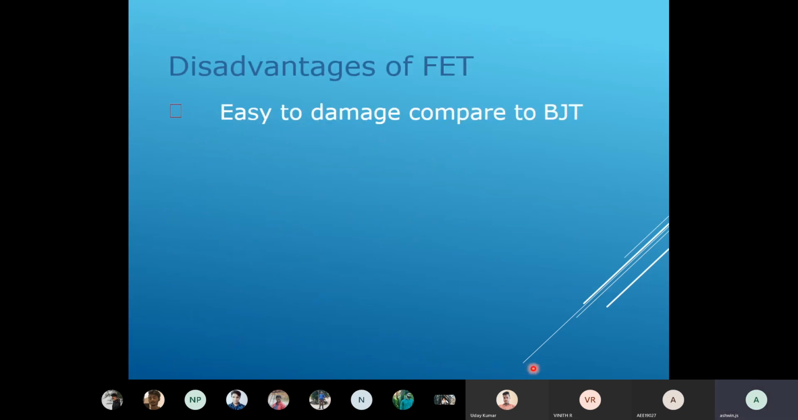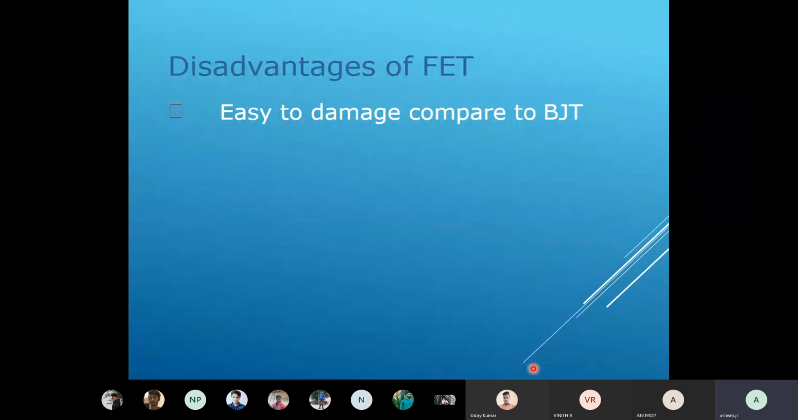So next, the disadvantage. If you see, it is easily damageable when compared to the BJT. A BJT can deliver a larger amount of current. It can withstand it, but a FET cannot withstand it. It may be damaged easily when compared to the BJT.